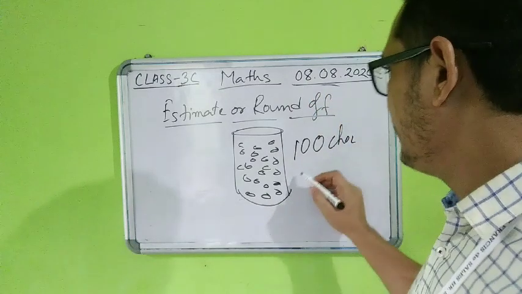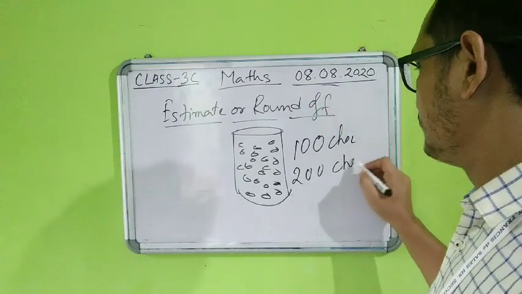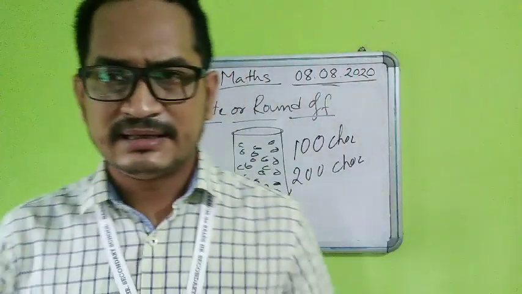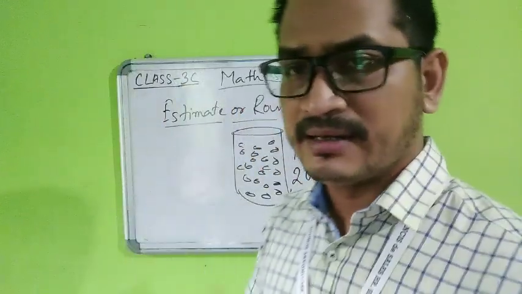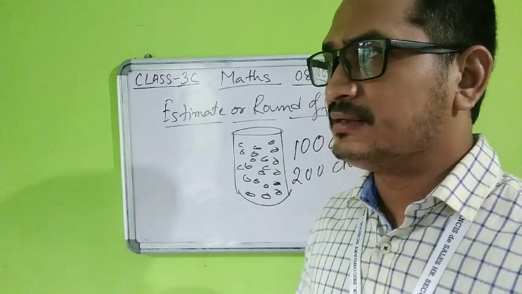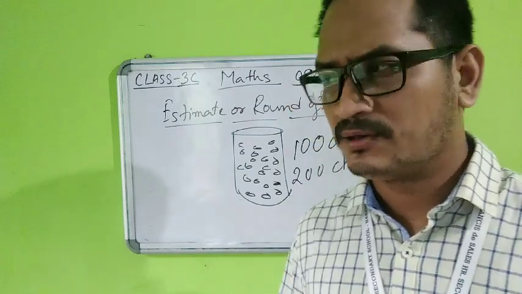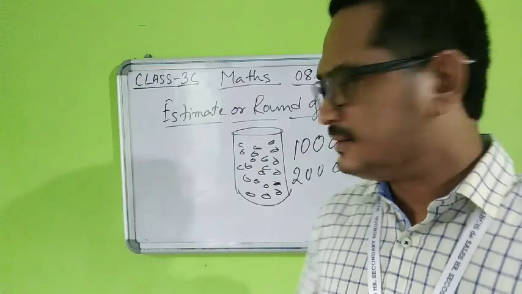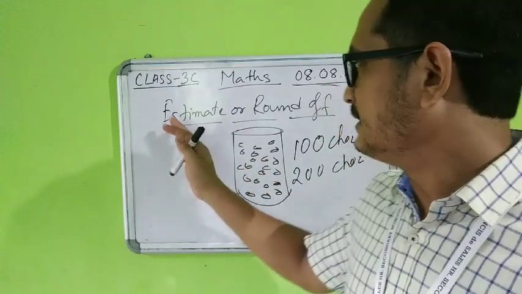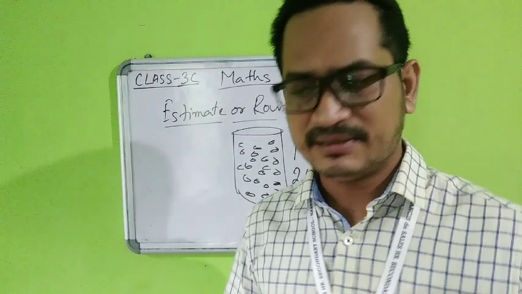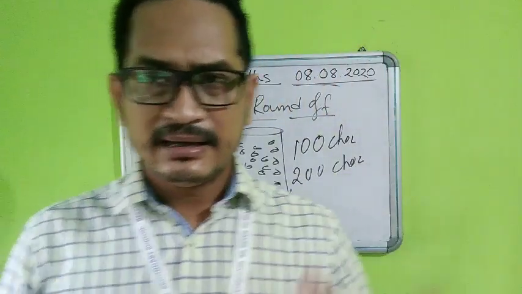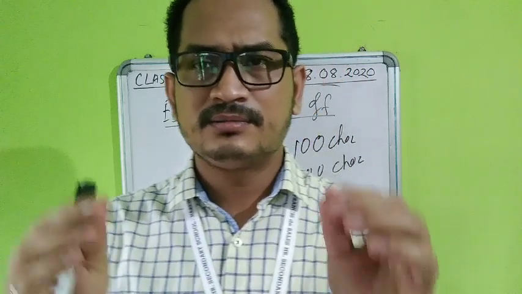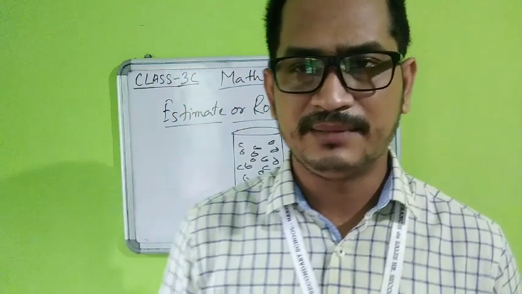Or somebody may say it has 200 chocolates. Fine. So everybody will guess how many chocolates there are. Say 100 chocolates or 200 chocolates, but nobody knows the exact number. And that is why this thing is called estimate or round off. That means estimate or round off is something where you will not be able to say the correct answer, but the nearest value that you will have to say.